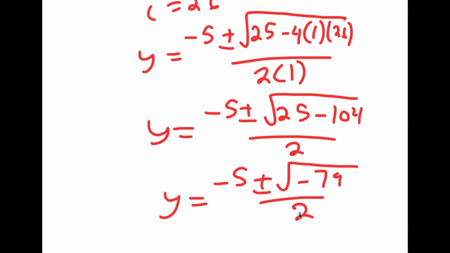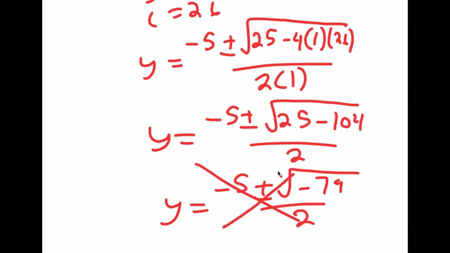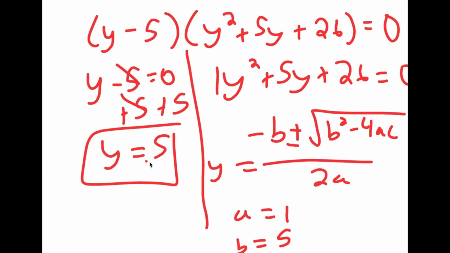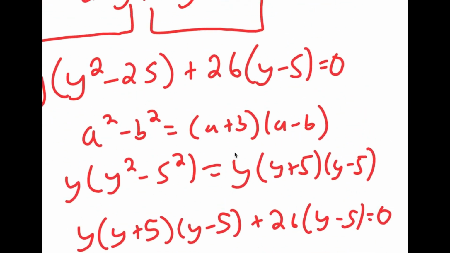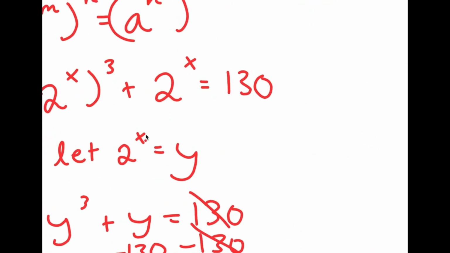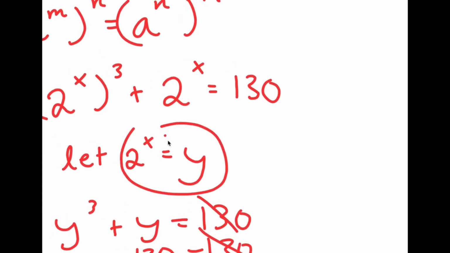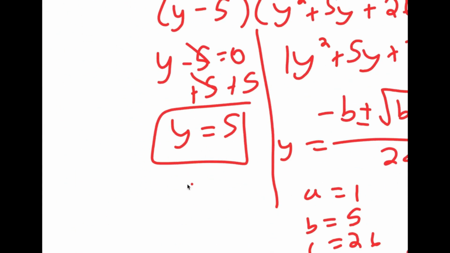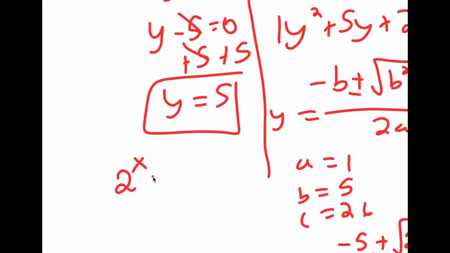Now, you can't take the square root of a negative number, so this is no solution. So I'm simply left with y equals 5. And now remember how we let 2 to the power of x equal y. So this means that 2 to the power of x is equal to 5.